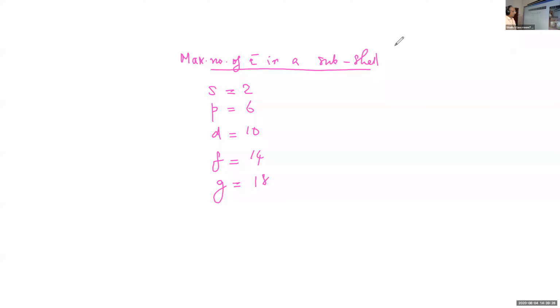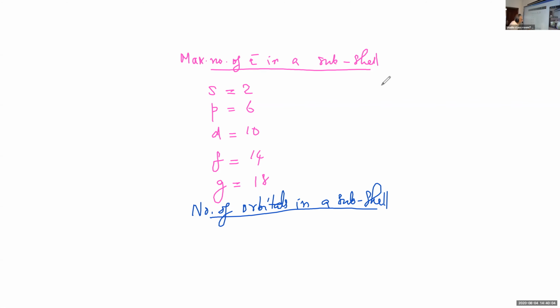S, maximum 2. P, maximum 6. D, maximum 10. F, maximum 14. And G, maximum 18. If it is so, we can find out the number of orbitals possible in a subshell. What will be the possible number of orbitals in a subshell? How can we find it out?